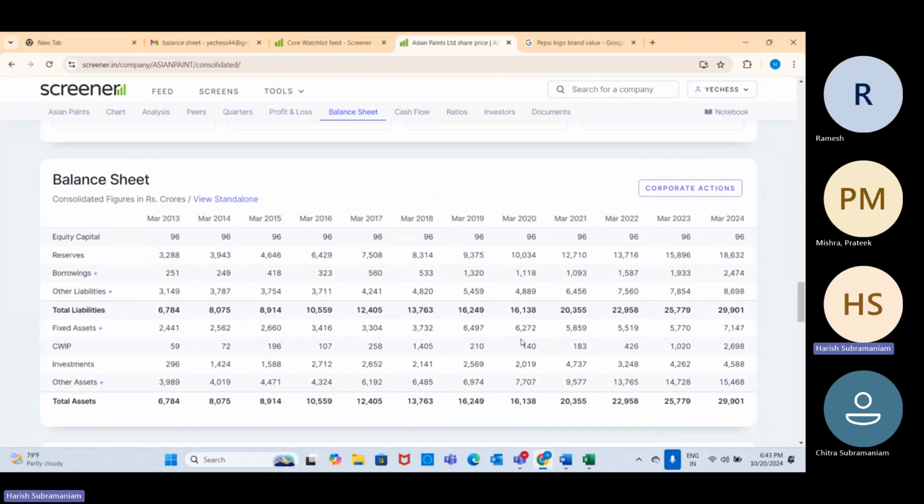So if a company, it's the CWIP, if a company is building more and more and more assets, right? If there is more capital work in progress, it means the company is expecting more business in future, or it has solid reason to think that there will be more demand.